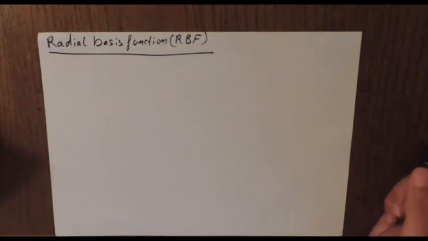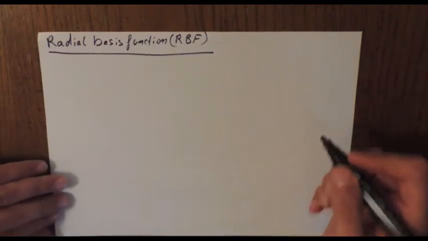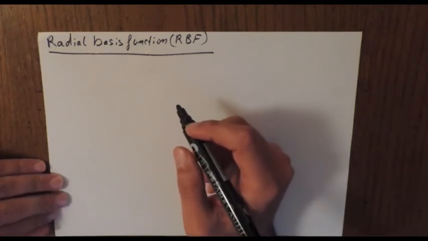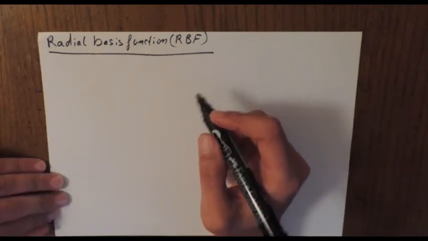Hello everyone, in this lecture we're going to discuss radial basis functions. This is one of the algorithms used in machine learning. The main idea is that we would like to separate non-linearly separable problems such as the XOR gate.